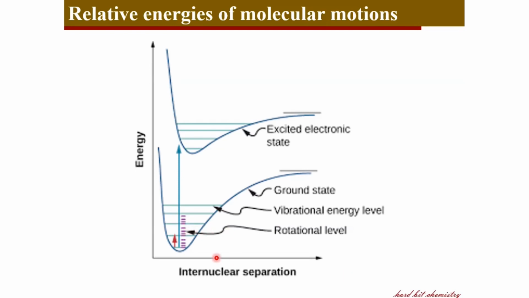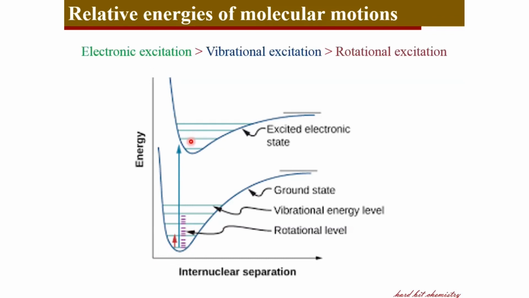And the energy required for excitation from the lower electronic state to the higher electronic state is obviously larger, from this picture, than the vibrational excitation, that is excitation from the lower vibrational state to the next higher vibrational state, which in turn is larger than the excitation from a lower rotational state to the next higher rotational state. That means electronic excitation is associated with the largest energy and rotational excitation is associated with the smallest energy.